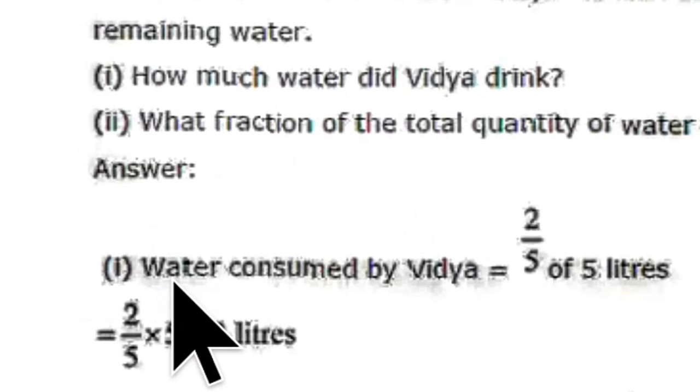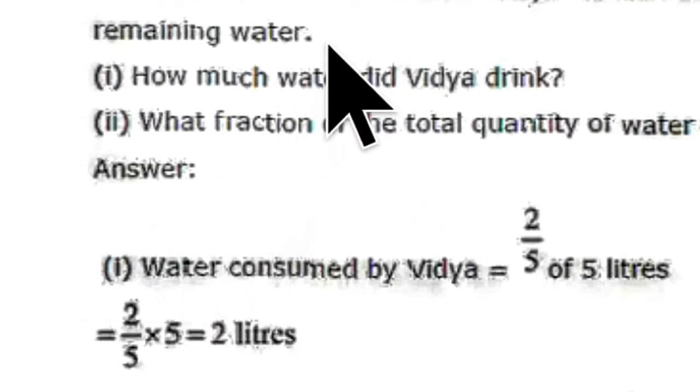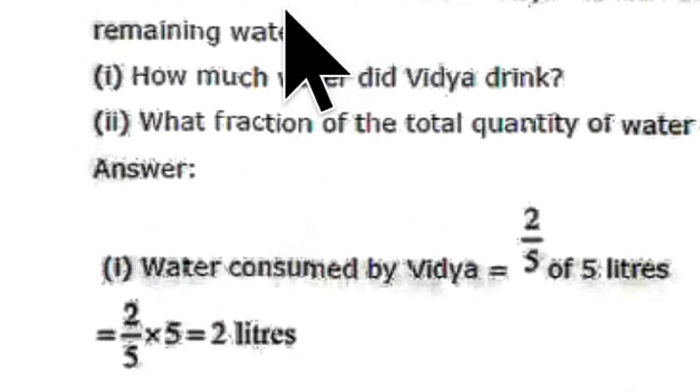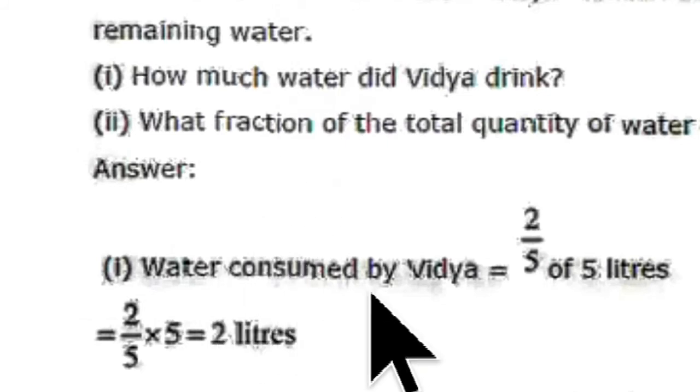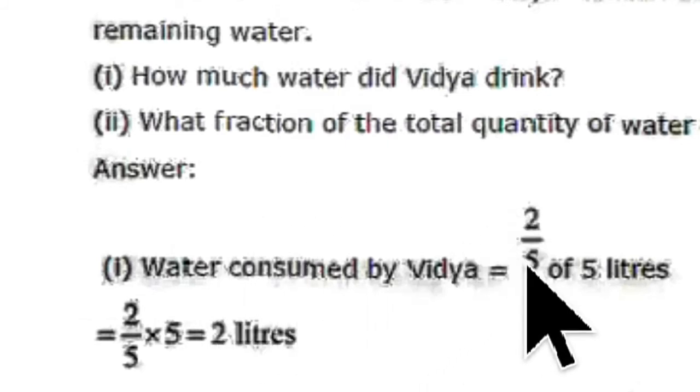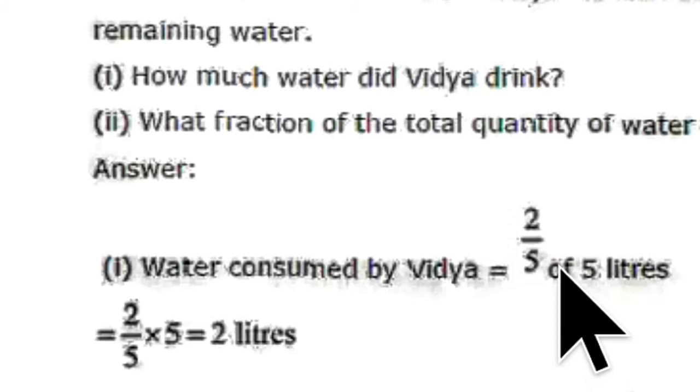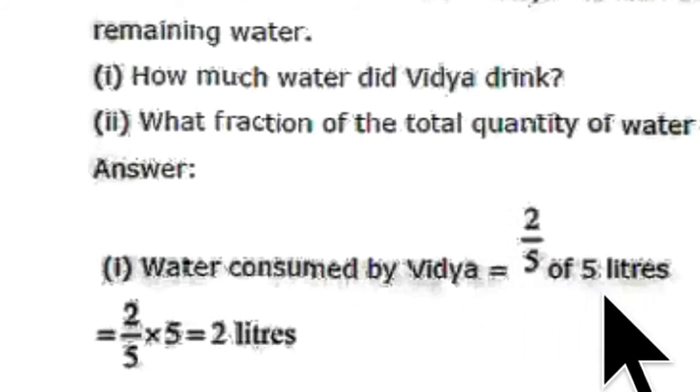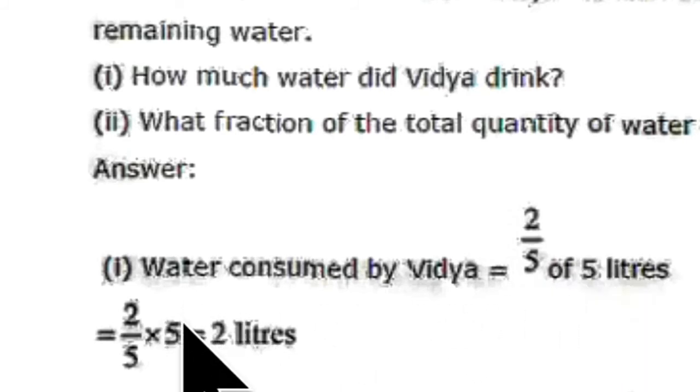Now, here, total water contained in the bottle is 5 liters. Okay. And water consumed by Vidya is 2 upon 5 of 5 liters. So, of means multiplication. 2 upon 5 into 5. So, 2 upon 5 into 5. 5 will be cut, equal to 2 liters.